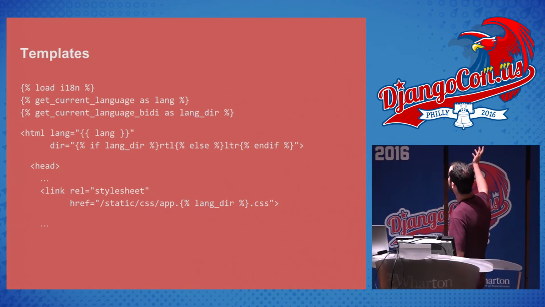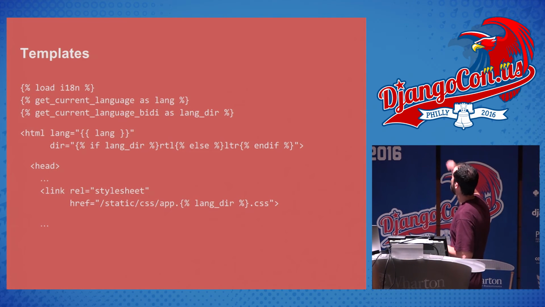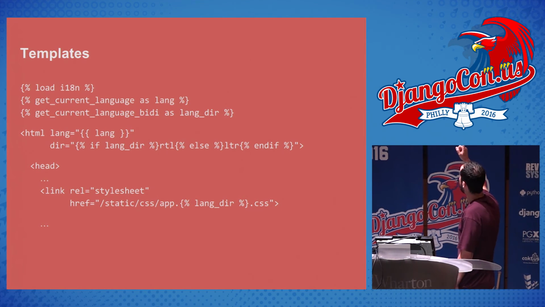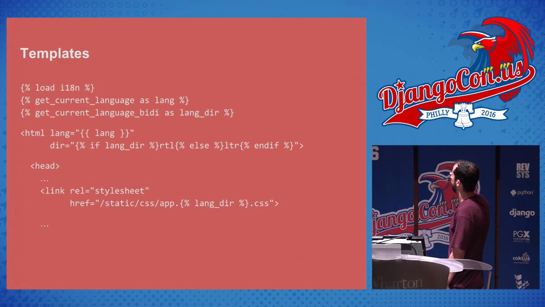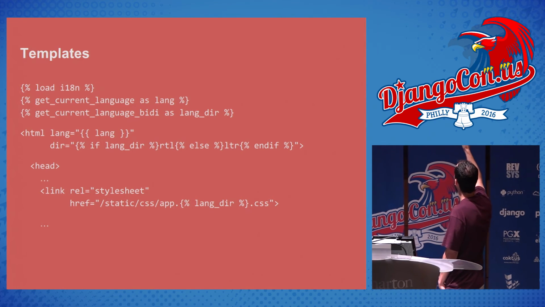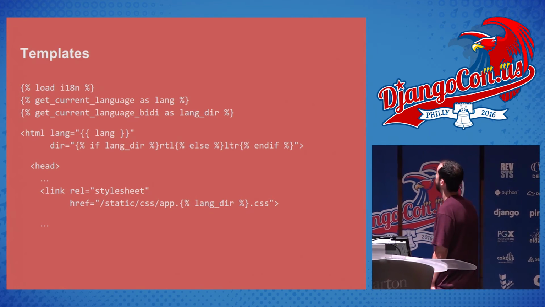So this is simple. You can get the current language. You can also get the direction of the current language. Actually, get_current_language_bidi returns true or false. So that's why you can see there, if RTL or LTR, right?